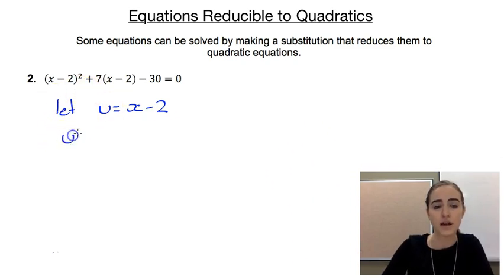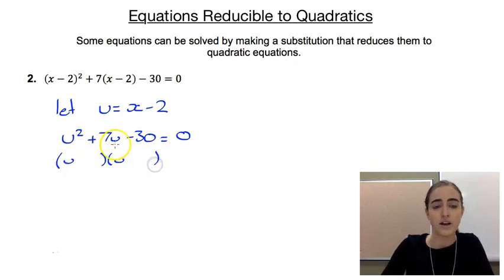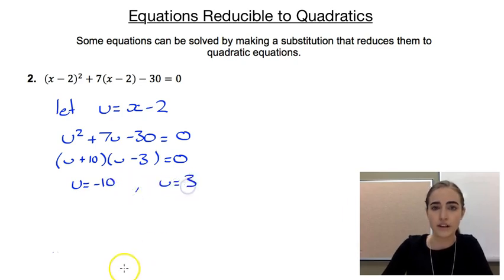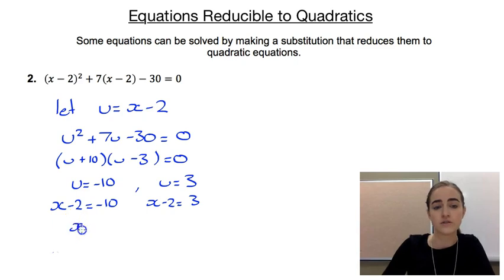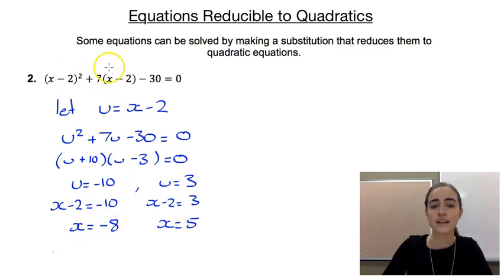So this equation is going to become u squared plus 7u minus 30 is equal to 0. Now we can factorize that, again using whichever method works best for you. Two things that multiply to give minus 30 and add to give 7 would be plus 10 and minus 3. So either u is equal to minus 10 or u is equal to positive 3. Now that we've got our answers for u, we substitute back in what our substitution was initially and solve for x. So either x minus 2 is equal to minus 10 or x minus 2 is equal to 3, and then we solve both of those equations. We end up with x is equal to minus 8 or x is equal to 5. They're the two x values that satisfy that equation.